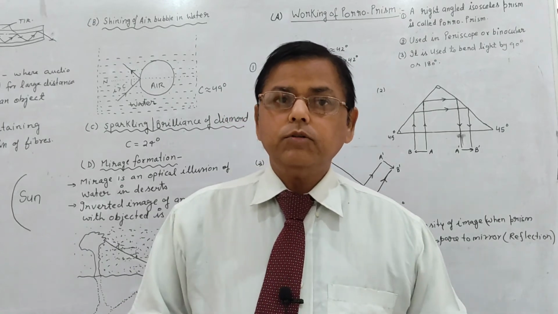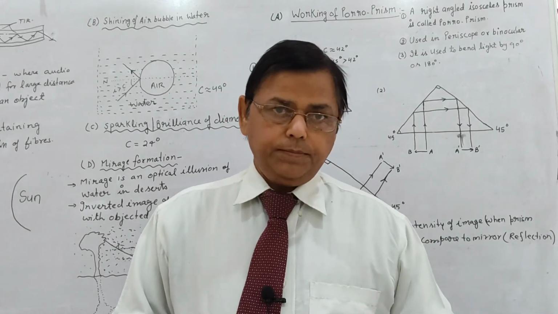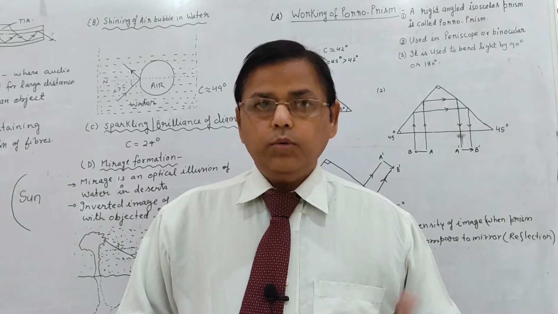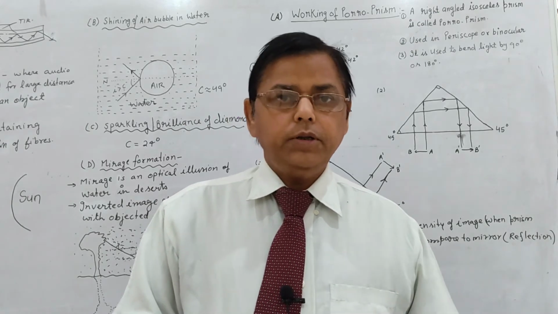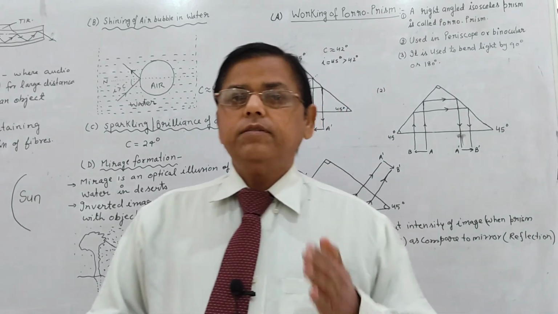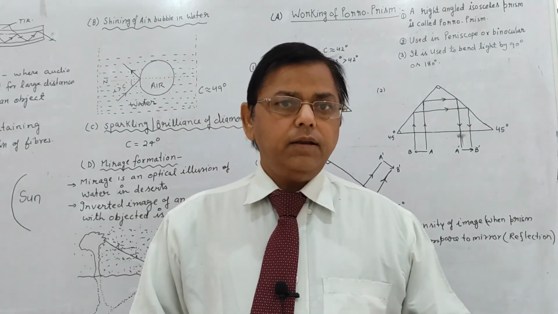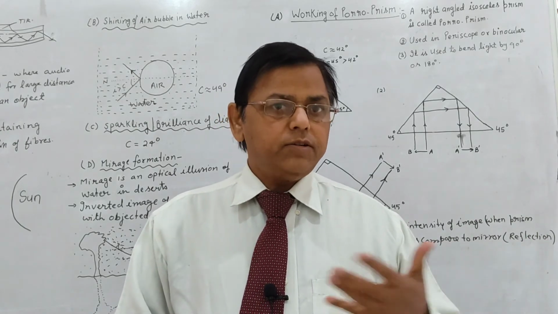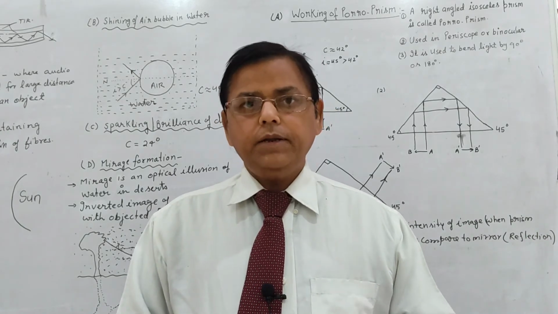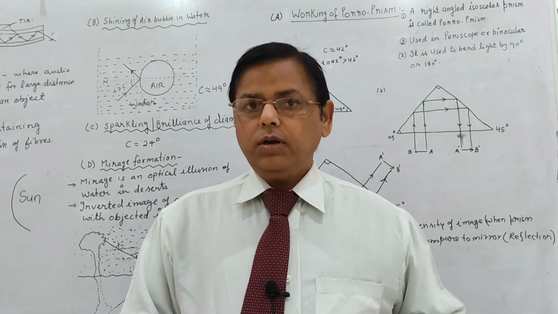The phenomena which are based on total internal reflection. Do you know what total internal reflection is? When light goes from a denser to a rarer medium, and the angle of incidence is greater than the critical angle, then light is reflected back in the same medium. This phenomenon of reflecting light back in the same medium is called total internal reflection.